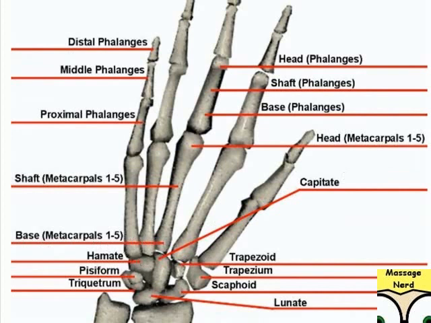Hamate, right here. Pisiform, triquetrum, right here. Scaphoid, right here. Lunate, right here. Trapezium, right here. Trapezoid, right in this area. Capitate, this larger area here. So you can look over this quick, and I'll give you some time to practice on your own.